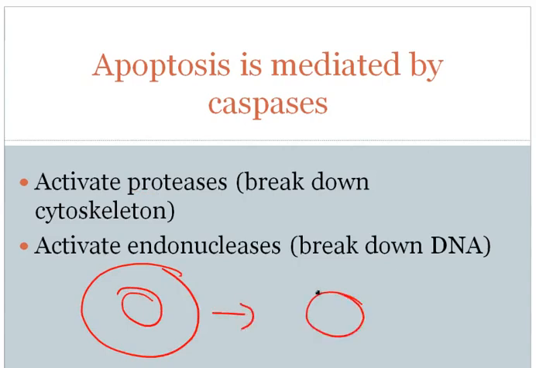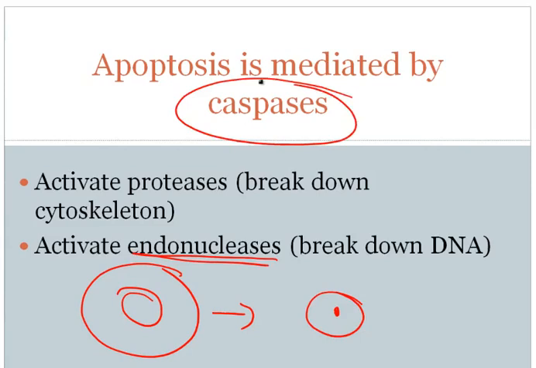All right. In the same way, if this is the cell and the cell contains this nucleus and the cell's shrinking and the nucleus is going to shrink, then you also need to be able to crunch down that nucleus and break it down. And so endonucleases are the mechanism by which the DNA of the cell gets broken down. So with apoptosis, the key mediator is the caspases, and the caspases eventually activate the proteases, which allow for shrinking and breaking down of the cytoskeleton, and endonucleases, which allow for breaking down and shrinking of the DNA.